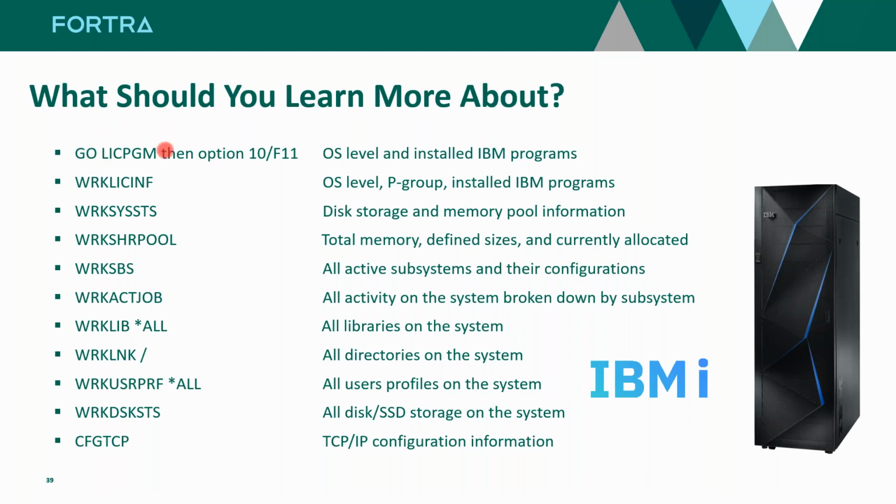Learn about what licensed programs are, and this is actually the option you can go to if somebody asks you what your OS level is. Type Go License Program, take option 10, and then press the F11 key, and you'll see what operating system level is installed on your server.